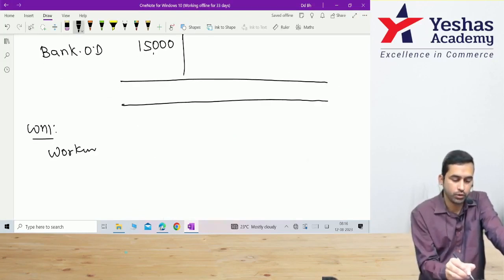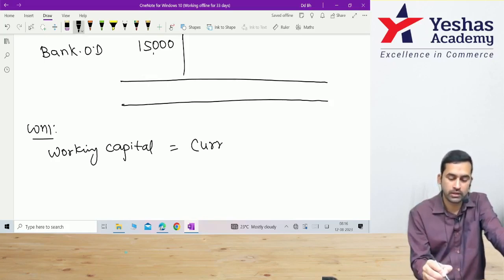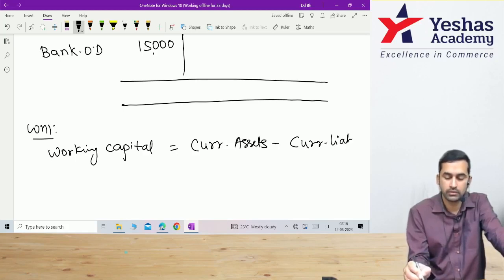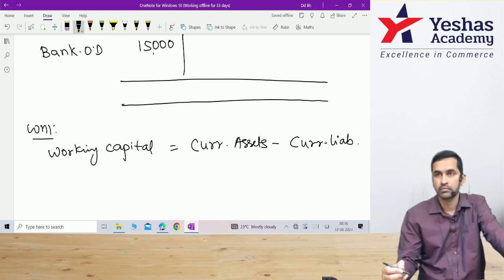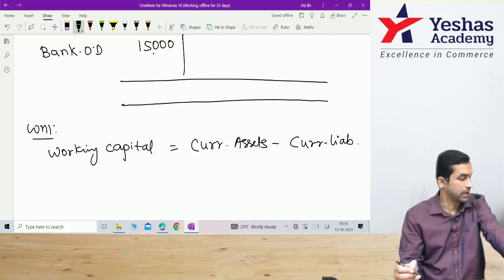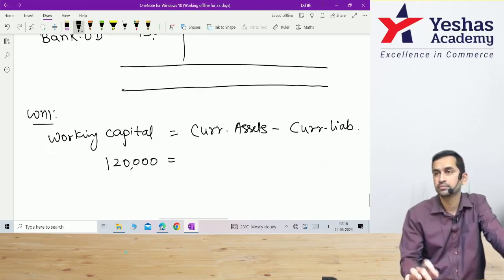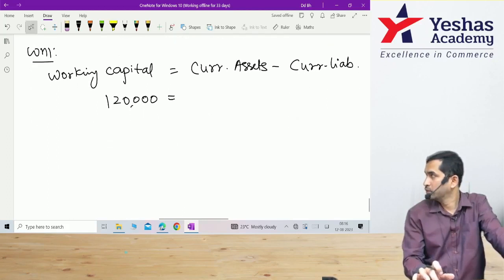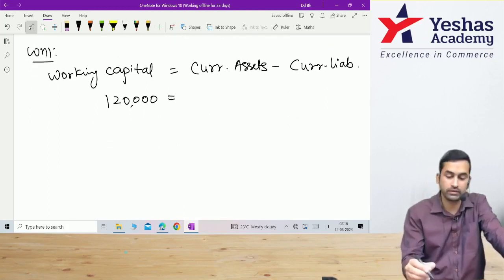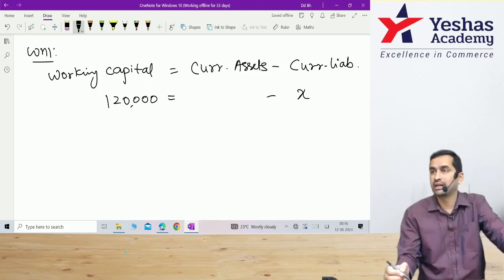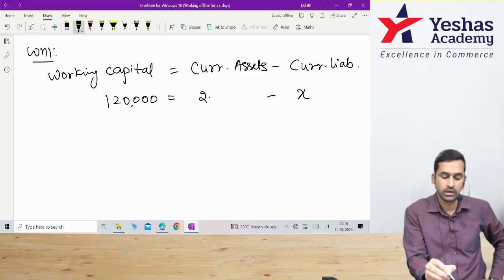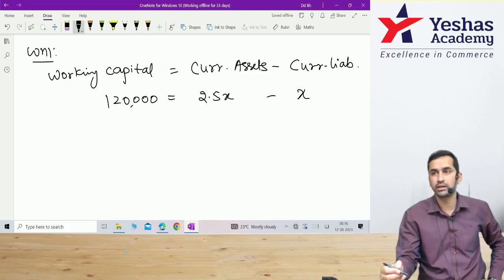Working capital is equal to current assets minus current liabilities. Working capital amount is already given, 1,20,000. We know that the ratio between these two is 2.5:1. Therefore, if current liability is kept as X, current assets will be 2.5x.